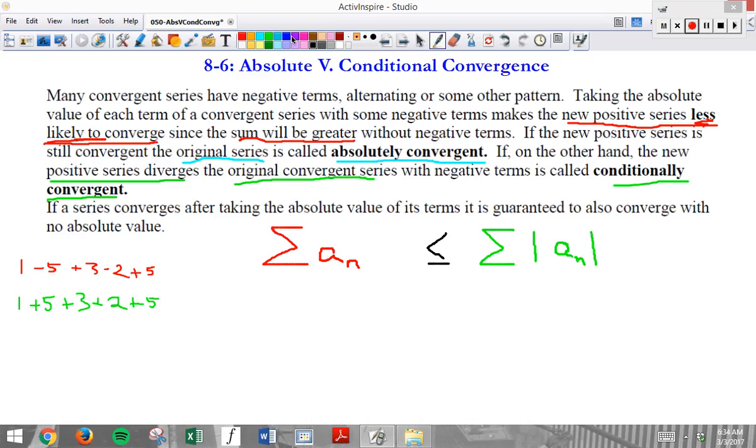So, this might look similar to what we would have called a direct comparison test. It's a direct comparison test type thing, where since this is bigger, if this converges, the bigger one converging makes the smaller one converge. And likewise, if the original one diverged, the smaller one diverging makes the bigger one diverge. Make sense? Alright, I hope so.